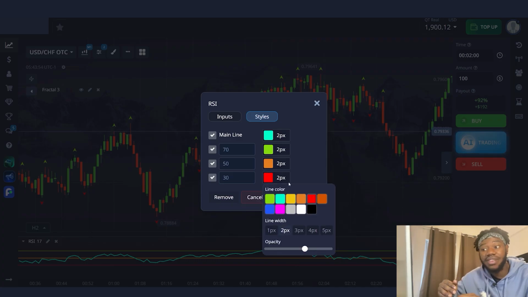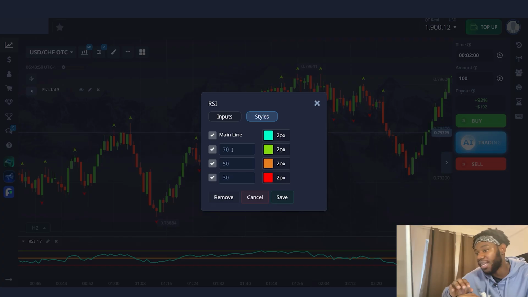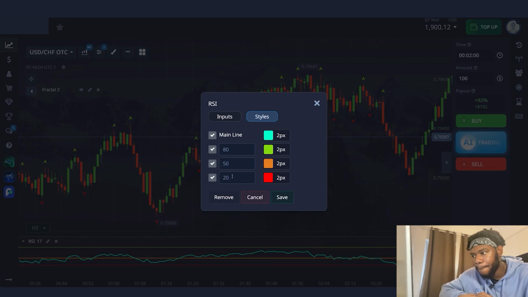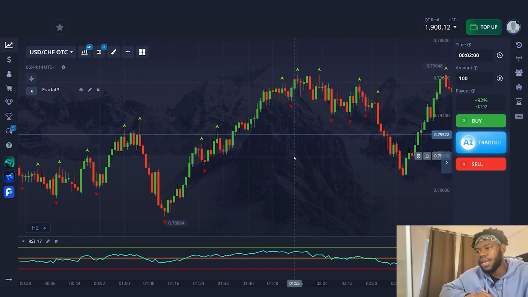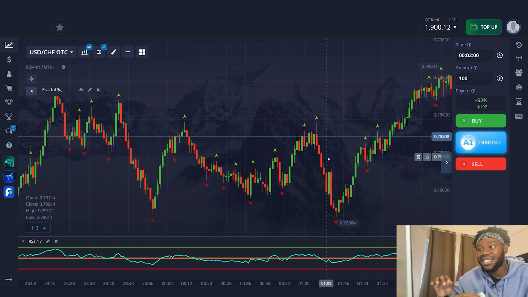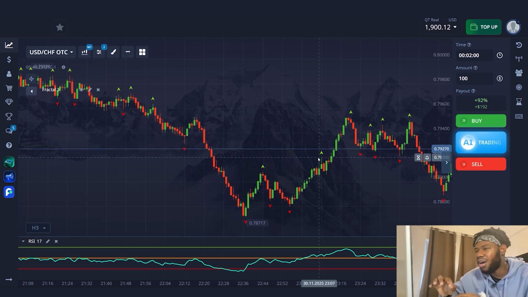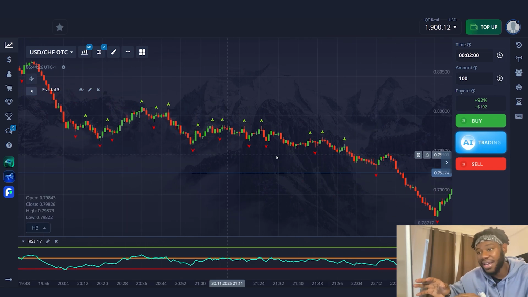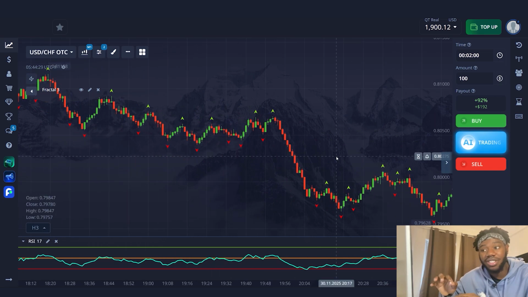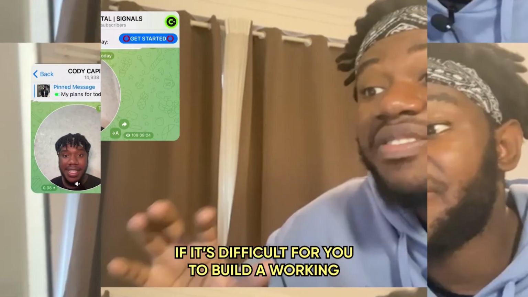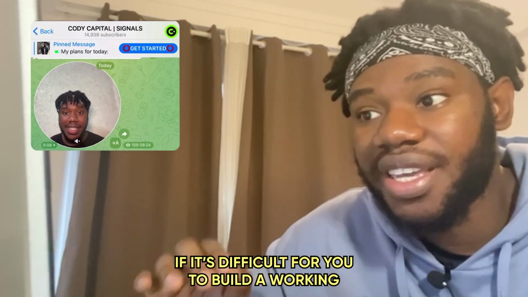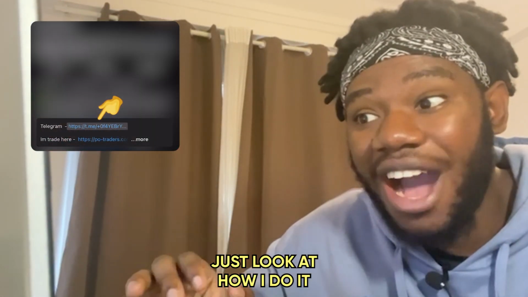Let's change level 70 to 80, level 30 to 20, and expand the indicator area. Okay, now this completes the settings. Now I will start looking for suitable situations and I will open trades. I'll clearly show you how to work with this strategy. I'm sure that after watching the video, you won't have any questions. If it's difficult for you to build a working approach yourself, just look at how I do it.